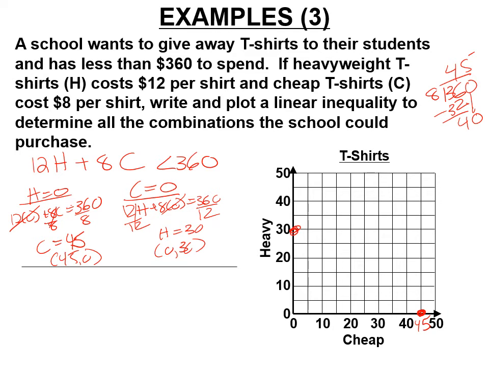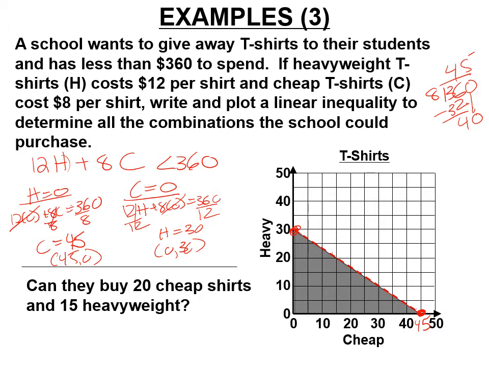All right, now this was less than, so it's a dashed line. We don't have exactly this amount. We have some amount less than this. So we're going to make a dashed line. And once again, we're going to put 0, 0 in there. And this is 12 times 0 plus 8 times 0 is 0. 0 less than 360, yes. So we're shading below the line. There it is, and there is the shading. I did these for myself.